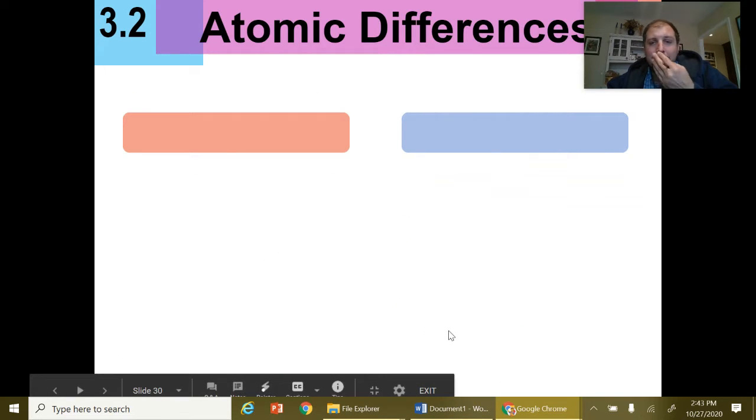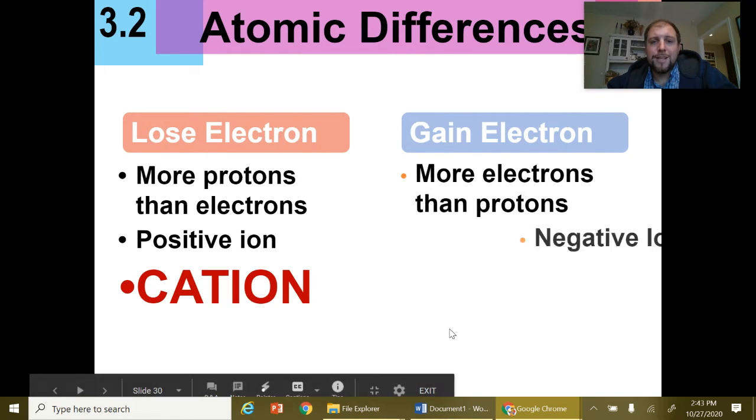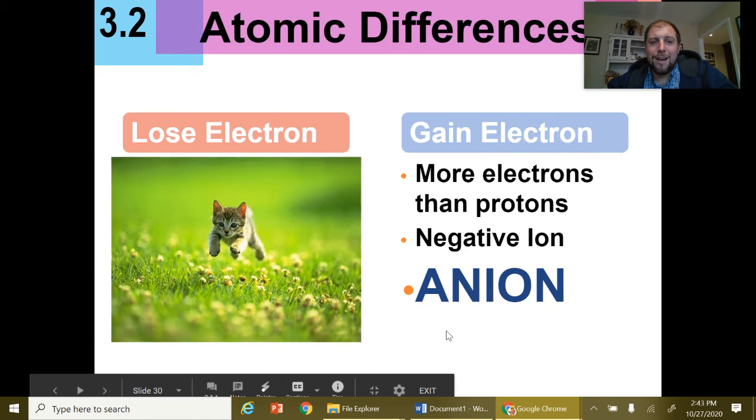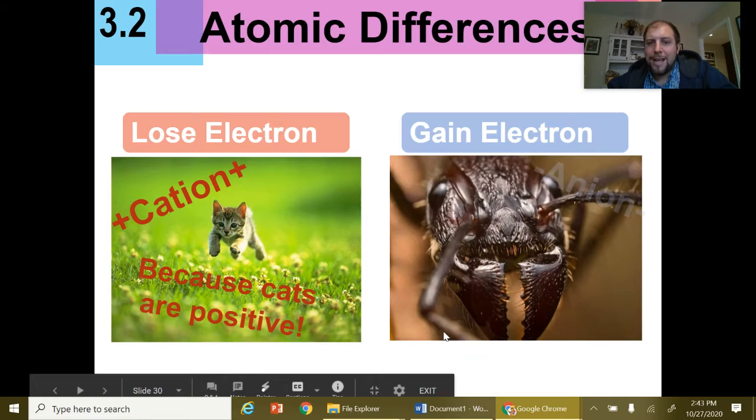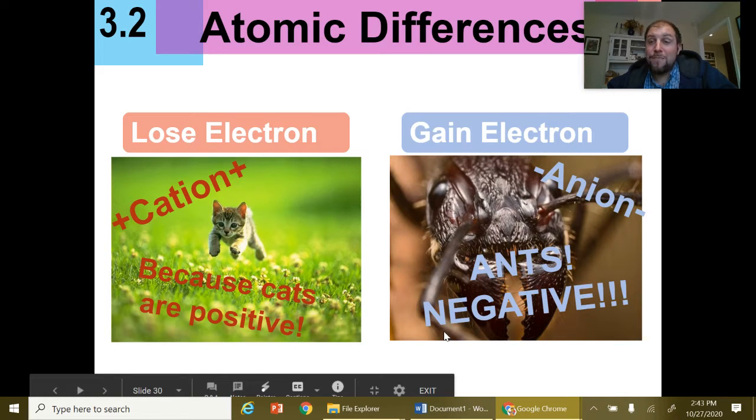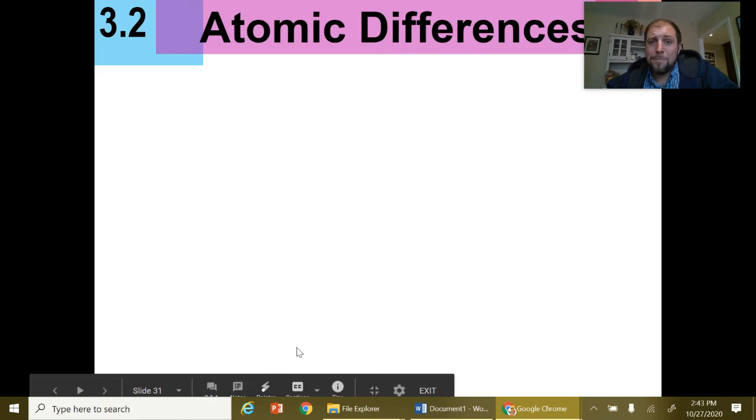Now, the way I remember this is cat-ions are positive because cats are positive, and anions are negative because ants are negative. That's how I remember it. Maybe you don't like cats and you like ants. Maybe you're a freak. I don't know. But cats are positive, ants are negative.